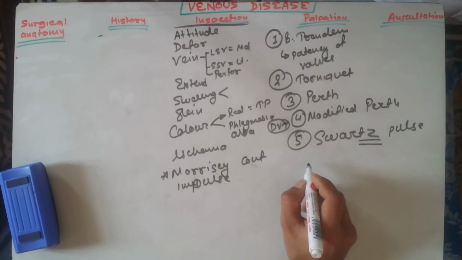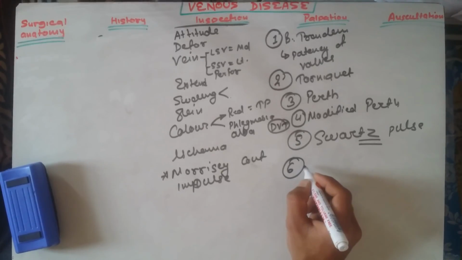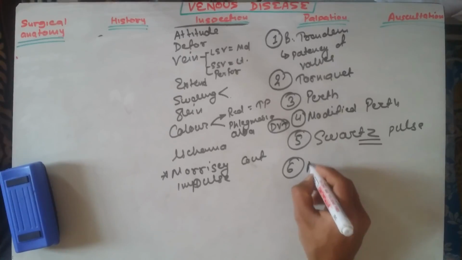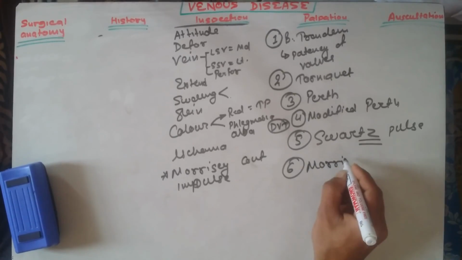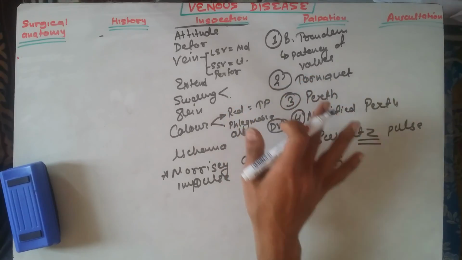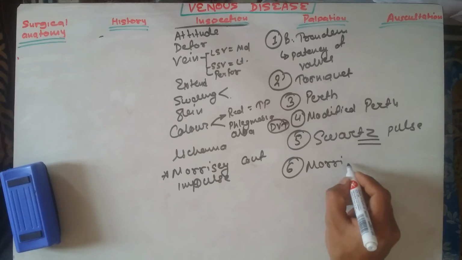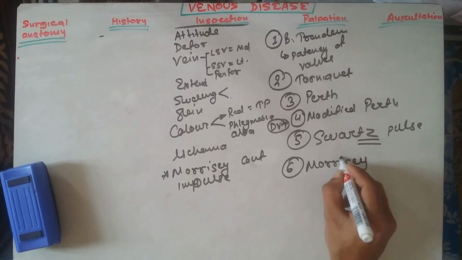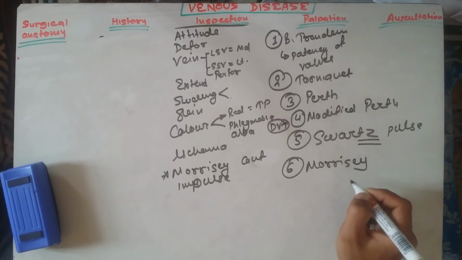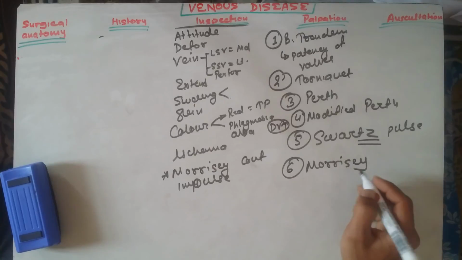We will also look for the Morrissey cough impulse. For the Morrissey cough impulse, we put our hand on the saphenofemoral junction and ask the patient to cough, and if during coughing an impulse is felt at the saphenofemoral junction, it shows that there is incompetency in the saphenofemoral junction.